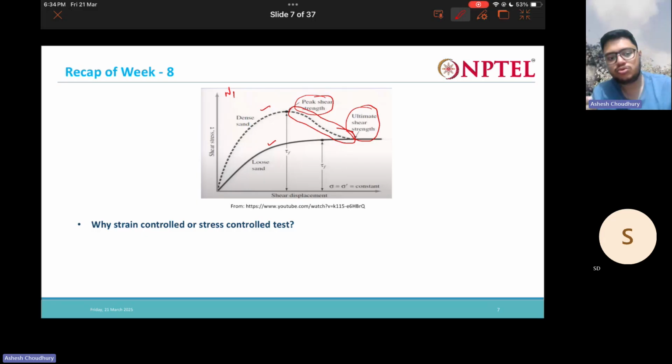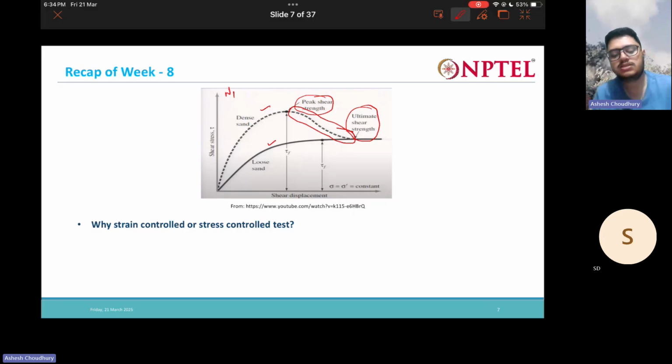So what I suggest is you look from your end also. Just search for this answer once and see what the explanation is. Try to read some books and also try to find out the explanation. What is the difference between strain control test and stress control test, and when we prefer strain control test and when we prefer stress control test.